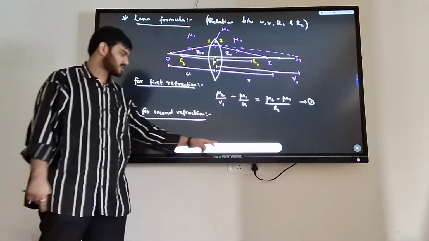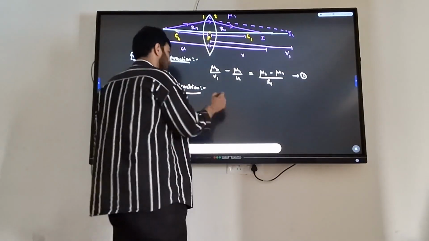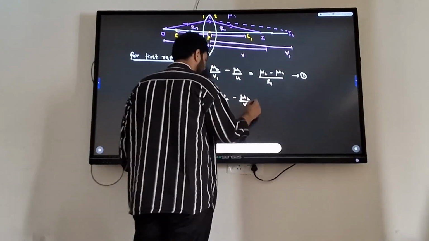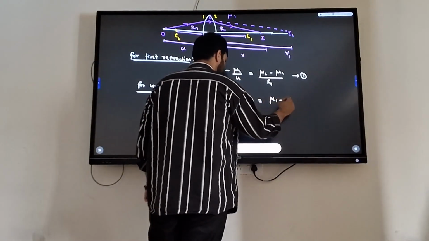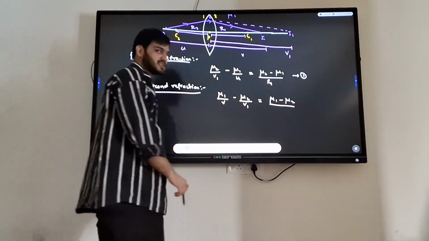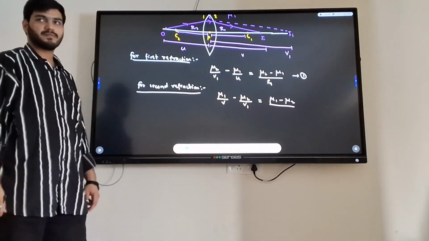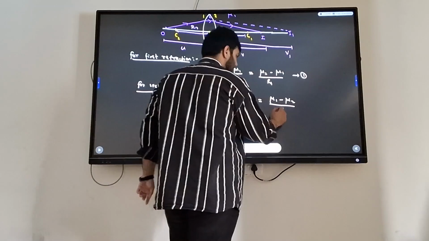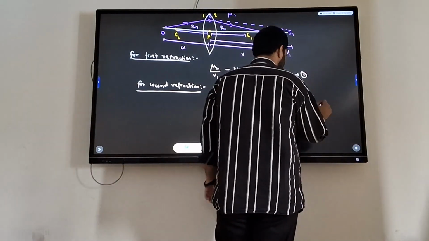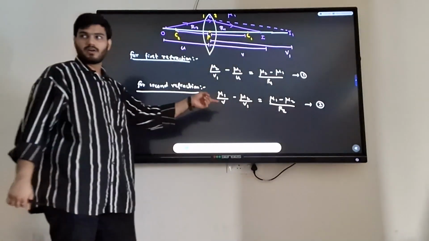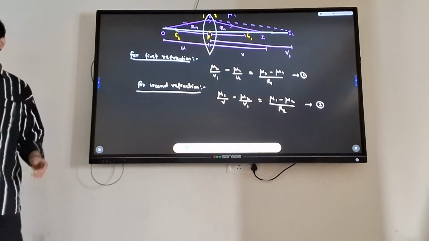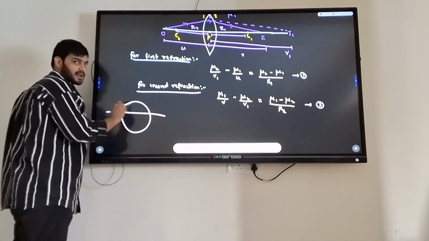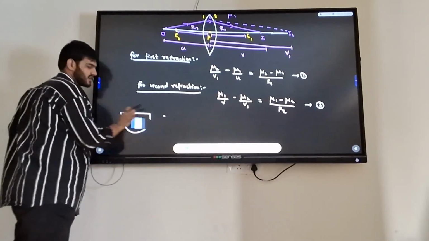That's V. So I should put my formula like this: mu1 by V minus mu2 by V1 is equal to mu1 minus mu2 by what radius of curvature this time? R2, because it's a refraction on the other surface. Is there any problem with how I wrote the formulas? It's exactly the same as before, like that question we did, if you remember, glass ball in water. Exactly like that.